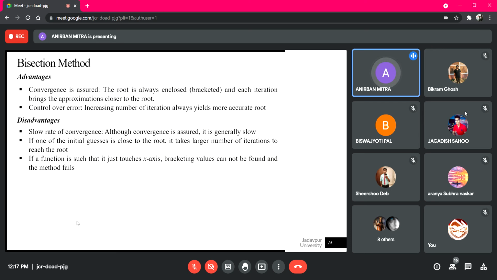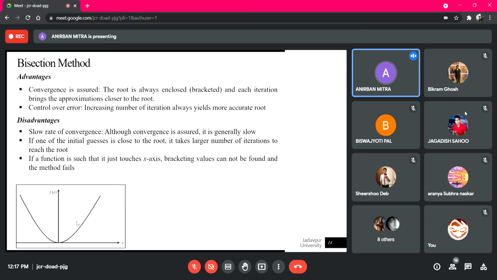Now the next 2 points, they are not basically disadvantages. I should say they are limitations of the bisection method. There are situations where bisection method cannot be applied. Suppose a function is such that it just touches the x-axis. Then you cannot find appropriate bracketing values for that kind of function. And this is where the method fails.